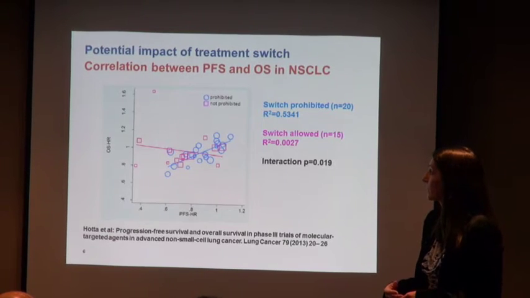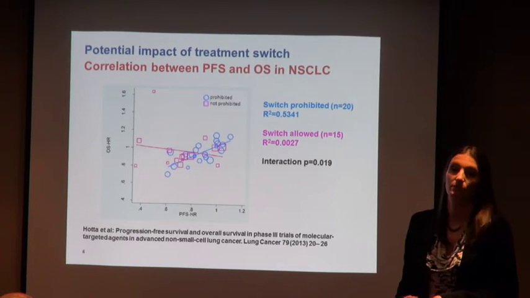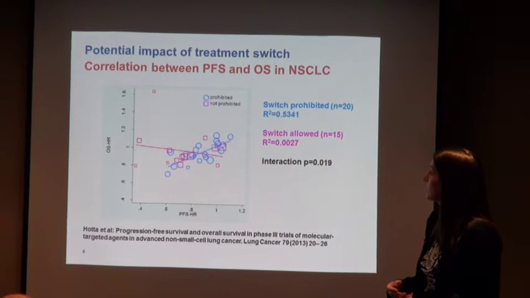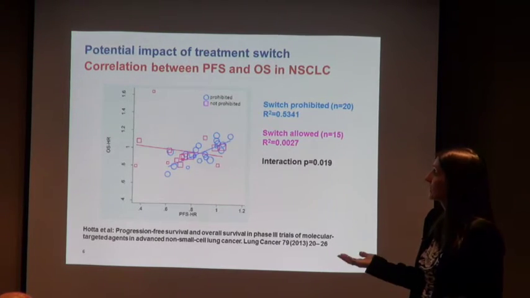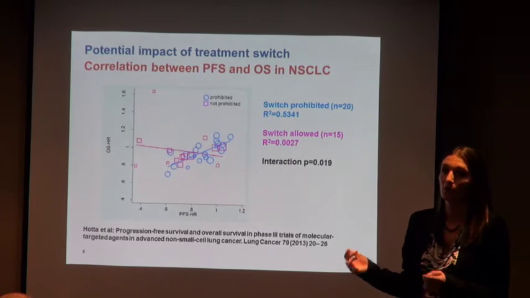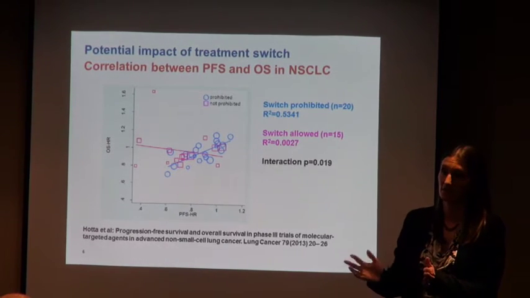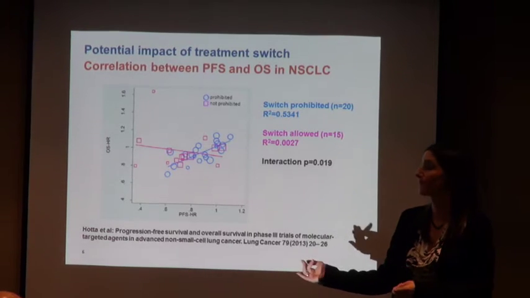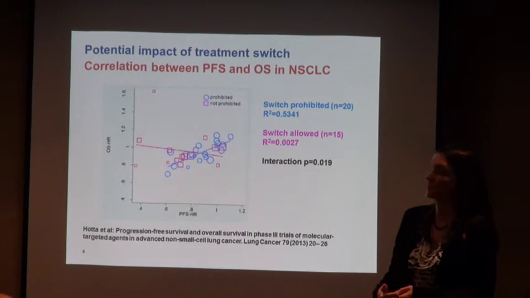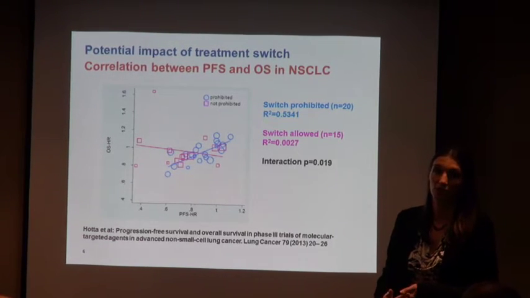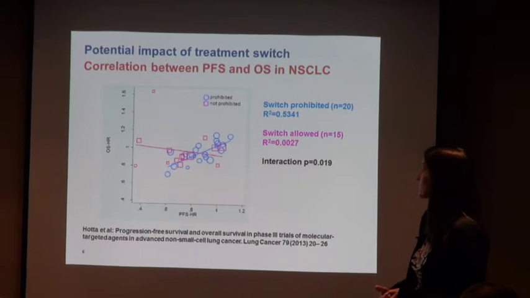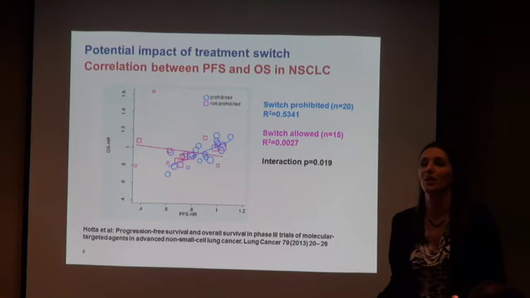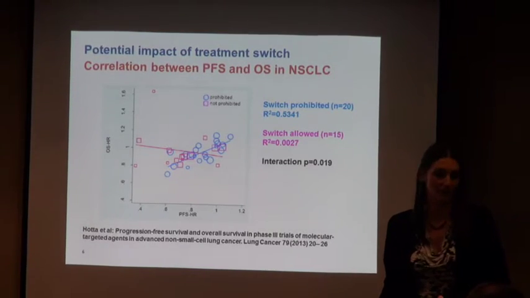So this is an evaluation of trials in non-small cell lung cancer that was published in 2013. It just looks at the link between the hazard ratios for progression-free survival, which should be unaffected by switch, and overall survival, which may be affected by switch. You can see in the trials where switch was prohibited, there was a stronger relationship between those than in the trials where switch was not allowed. Of course, this is just correlation, it's not causation, but nevertheless, it fits with what we may expect.